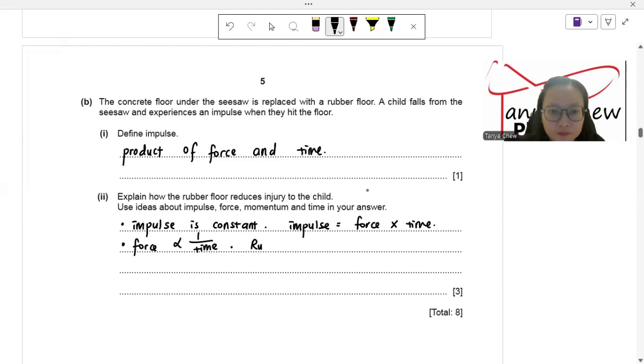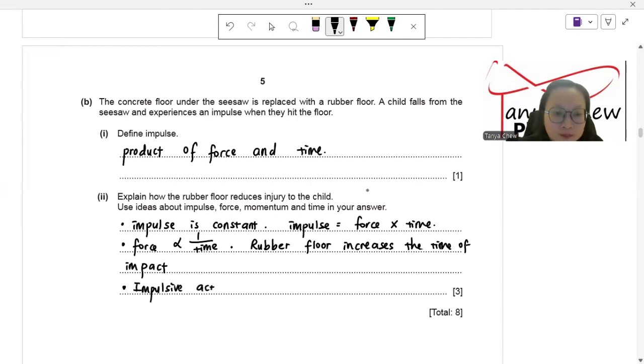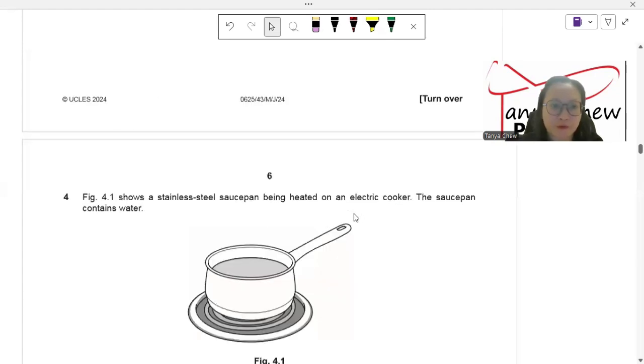So the rubber floor increases, or you can say prolongs, the time of impact. Since the time increases, what happens to the force? The impulsive force acting on the child is reduced. So that's the answer.